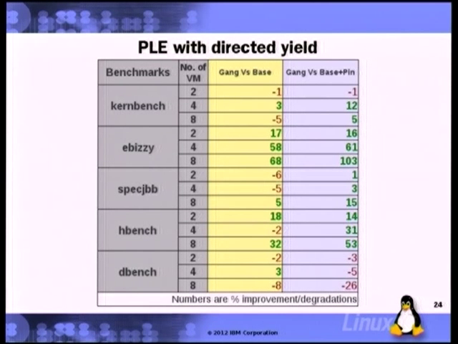The first column here is the benchmark. The second one is the number of VMs, 2, 4, 8, 2, 4, 8. It keeps on repeating. The third column is what is interesting to us. The fourth column is where we compare the gang versus base plus pinning. Pinning by nature will sometimes bring in performance degradation.